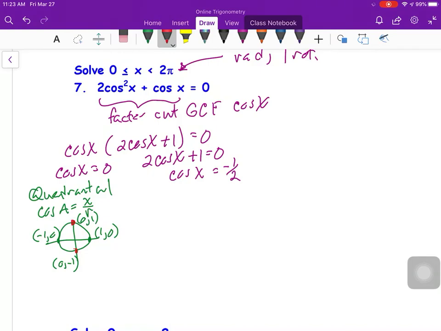So that looks to me like it's going to be up here and down here. Both of those will have a cosine equal to 0. So for this one, I get x equals, and I guess we would have 90 degrees, which is pi over 2, and 270 degrees, which is 3 pi over 2.